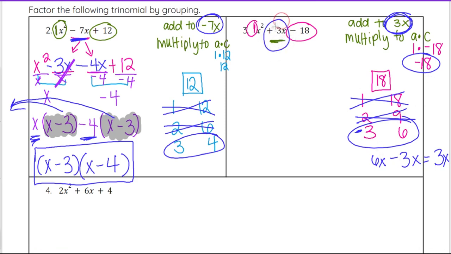So we break this 3x into two separate terms. We leave the x squared at the beginning. We leave the -18 at the end. And now we have either plus 6x minus 3x, or you can do minus 3x plus 6x. It doesn't matter which way you write it.